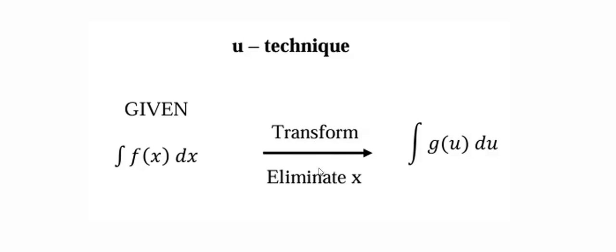So kumbaga, we eliminate x and dx in the given. This would be the resulting integral. We want to transform this integral into an integral in terms of u and du only. So dito, we apply techniques of integration. So pagdating dito, we apply techniques of integration.